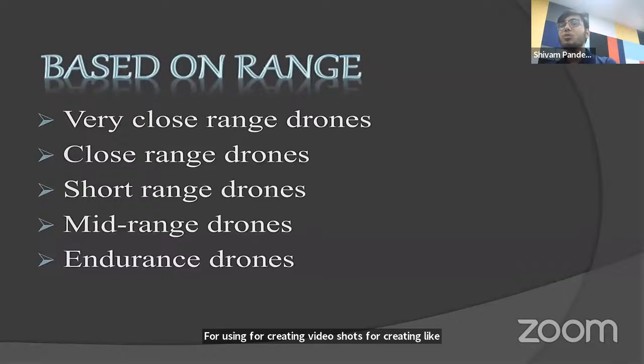And mid-range drones are the drones which are used for carrying things from one place to another for a short duration of time. And endurance drones are the drones which are used for the purpose of attacking someone, like in the military, where they have to send their drones for 2 kilometers and more. So they will be using compasses and GPS signals to track their drones. So these are basically the types of drones based on range.